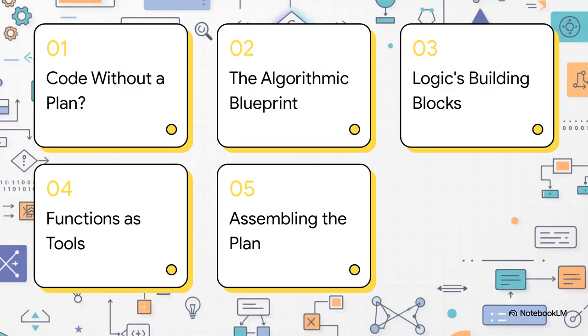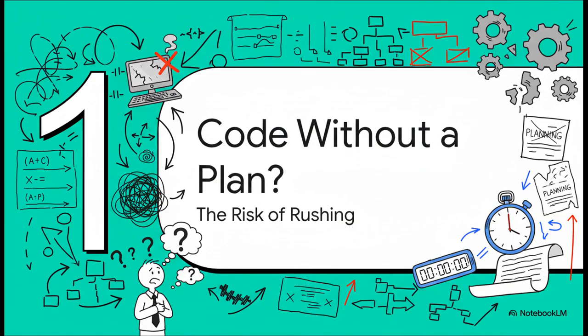So here's what we've got on the agenda. First, we're going to talk about why you should never code without a plan. Then we'll dive into the algorithmic blueprint itself. After that, we'll look at the building blocks of logic, some specialized tools like functions, and finally, we'll put the whole hangman plan together. Sound good? Let's go.